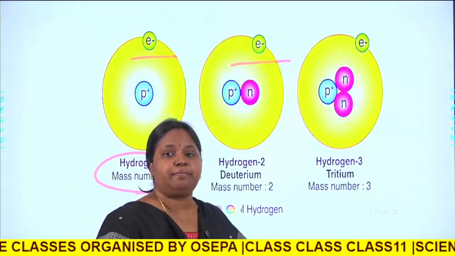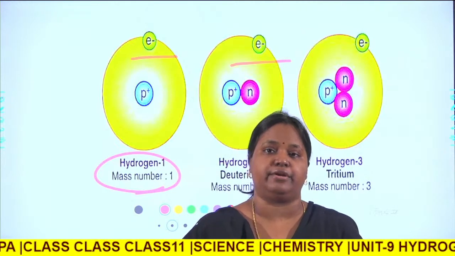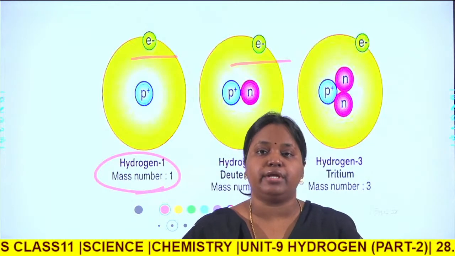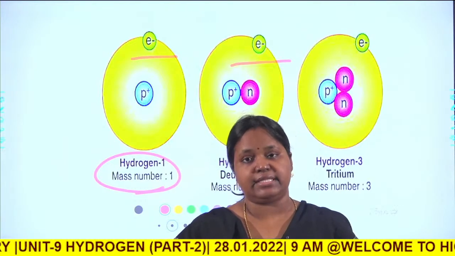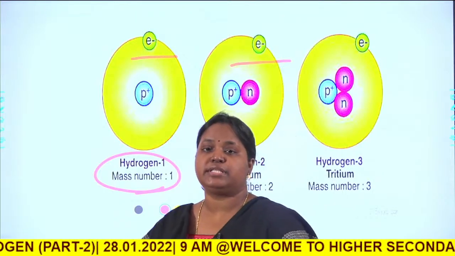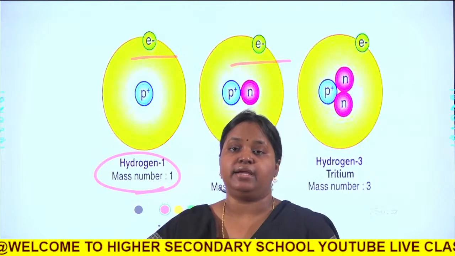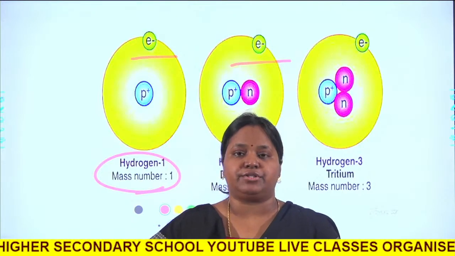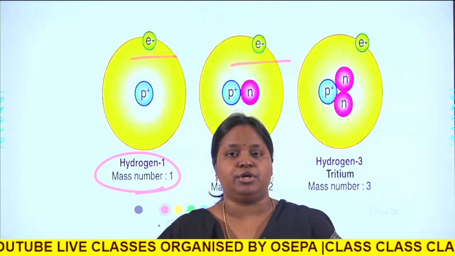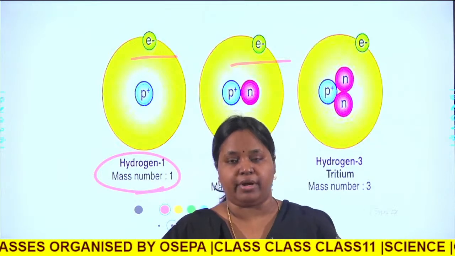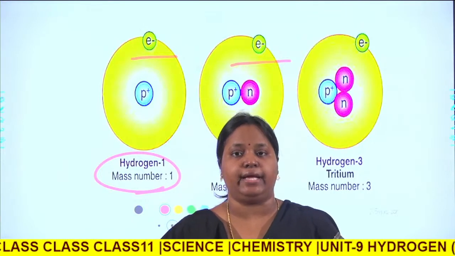Chemical properties depend upon the number of electrons, or you can say the electronic configuration. Since they have the same number of electrons or the same electronic configuration, the isotopes behave similarly regarding chemical reactions. You will see the same chemical reactions. Just as hydrogen combines with oxygen, deuterium also combines with oxygen to give D2O, like H2O.